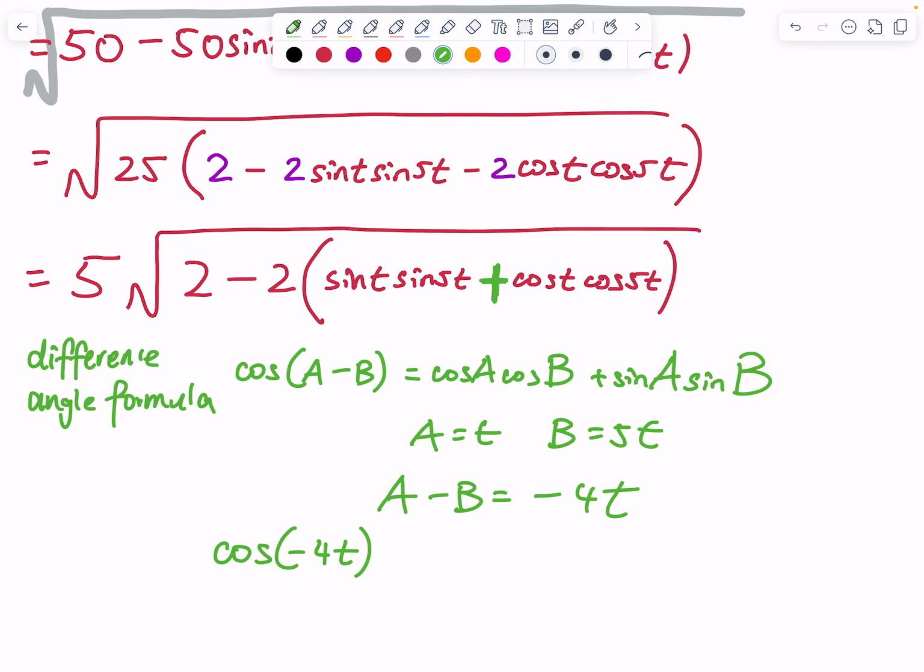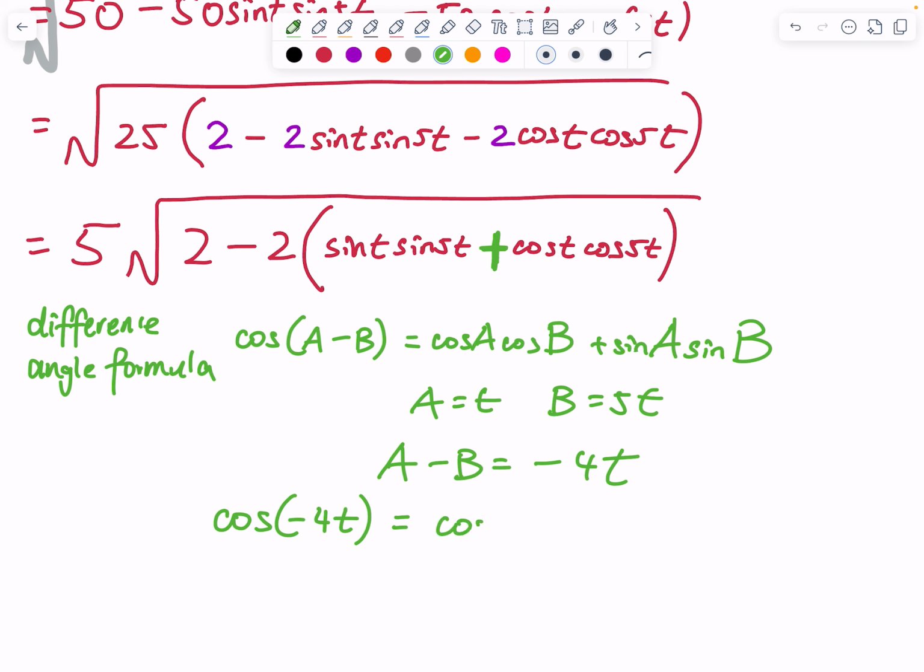Just say it. Say it to yourself. Only cosine is even. Okay, cosine is even. That means that cosine of negative 4t is equal to cosine of 4t. The even function will just swallow the negative. And then what about the rest?